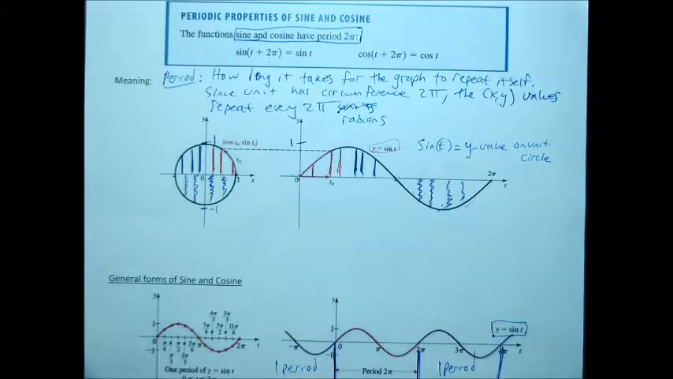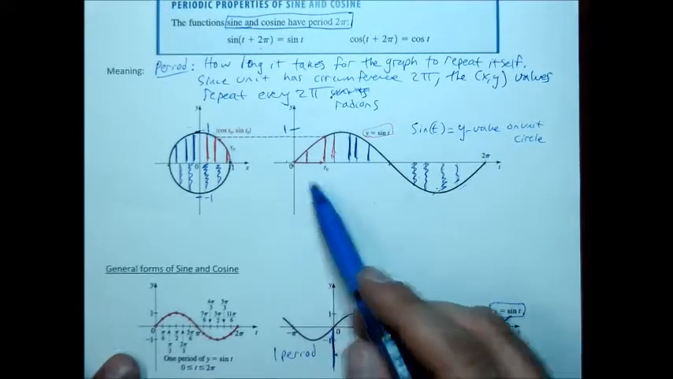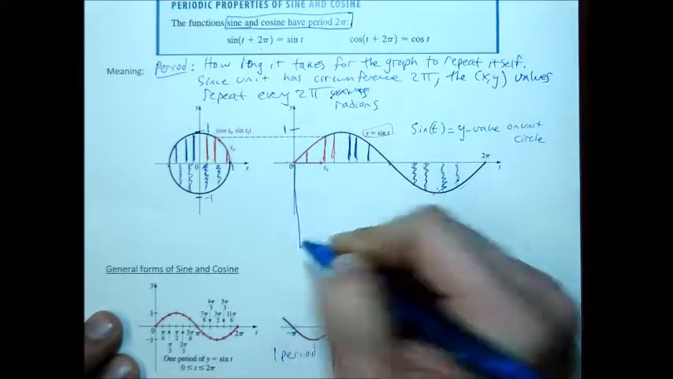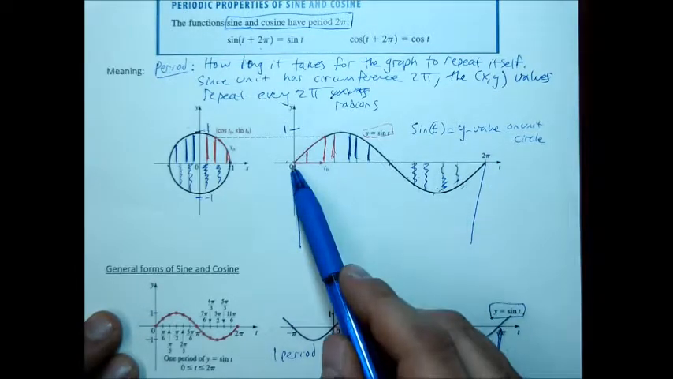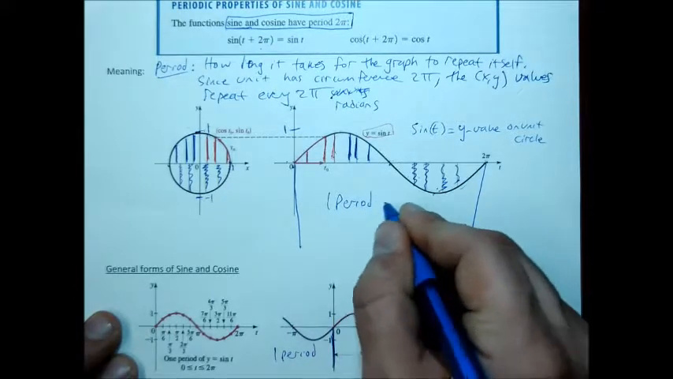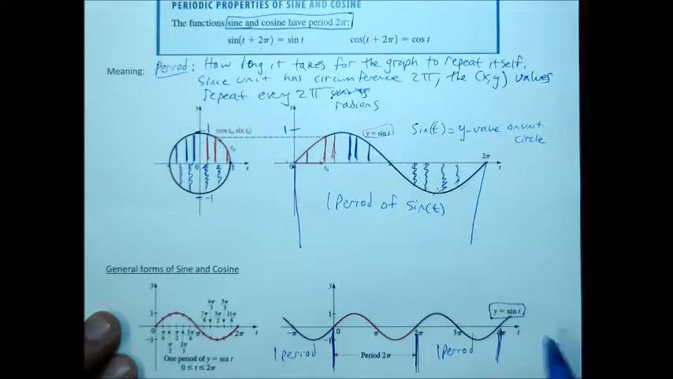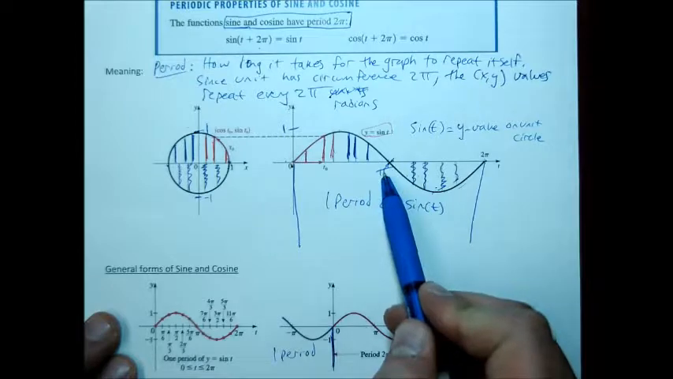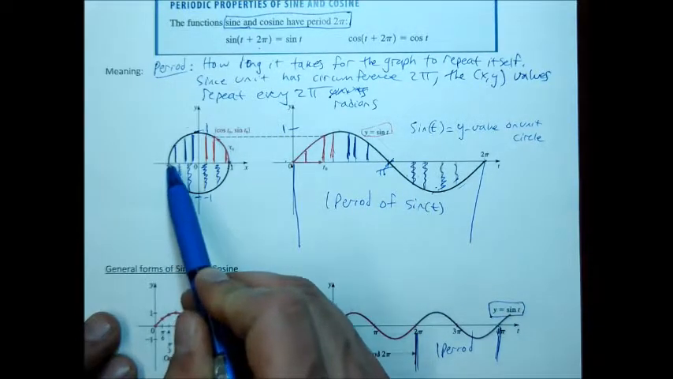Now, let's notice some of the characteristics. Oh, and let me just say that this graph here is showing one period. One period of sine starts at 0 and goes to 2 pi. So this is one period of sine of t. Okay, and we can see that it has its 0 at pi, and we know the point's at pi right there because the y value is 0.